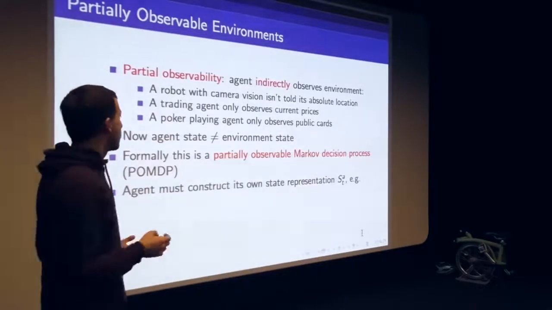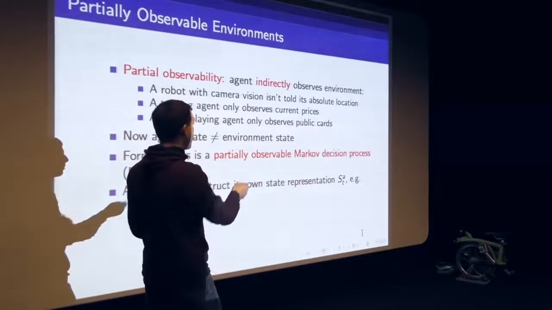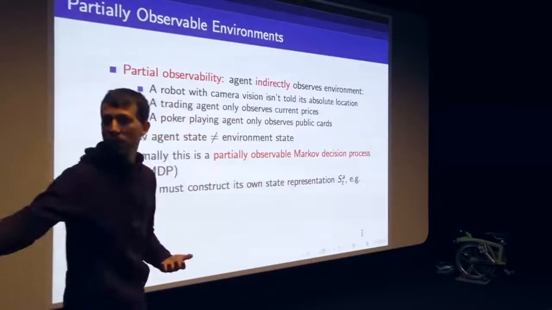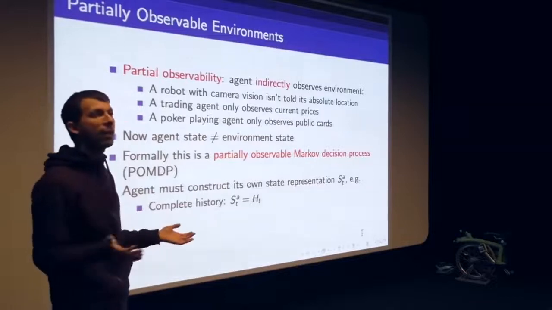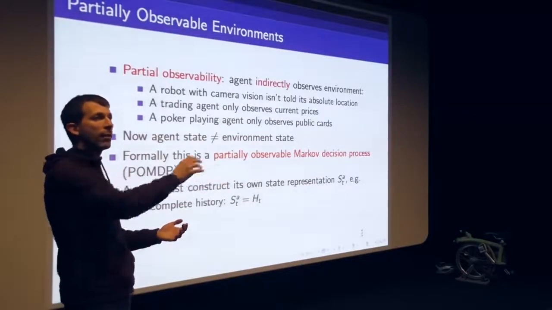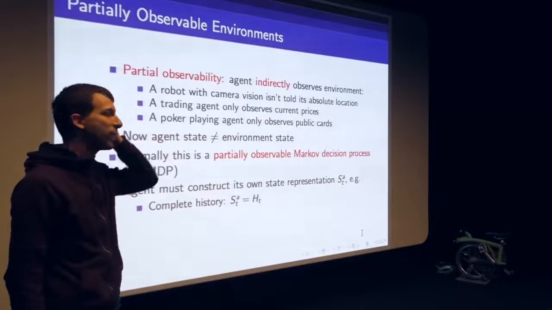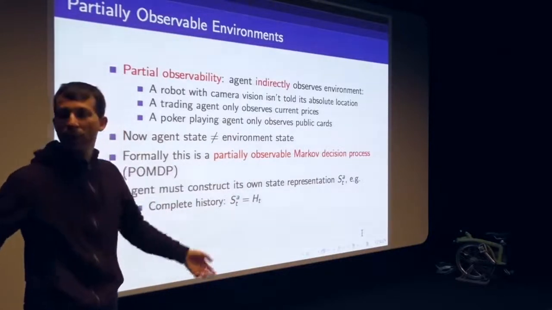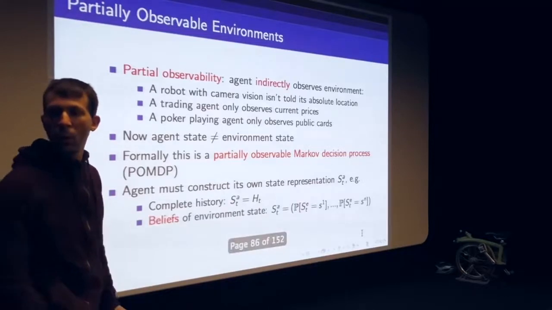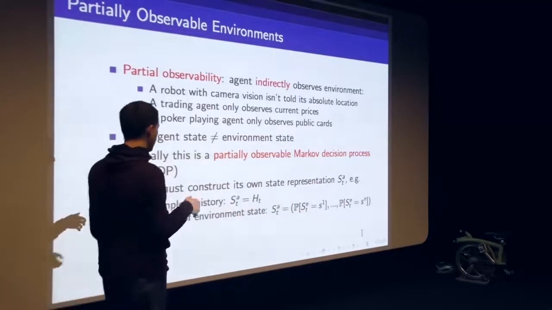And now our job is to build this agent state. So how do we do that? Well, there's lots of ways we could do it. The naive approach is just remember everything. So remember all of the observations, actions, rewards we've seen so far, and say, hey, that whole sequence is going to be our state. Let's work with it. Or we can build beliefs.